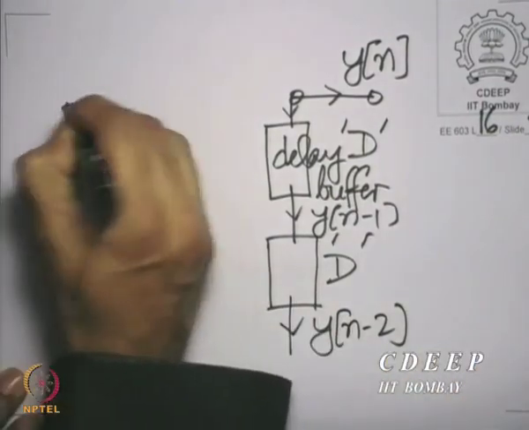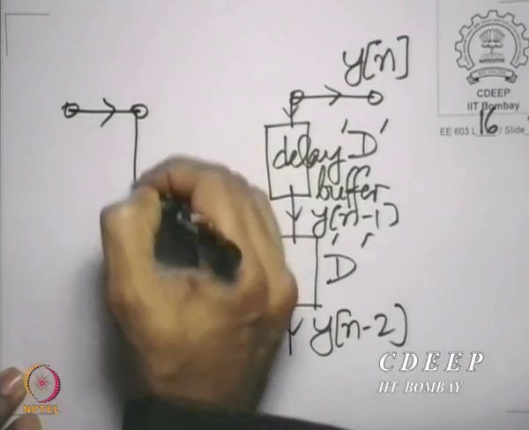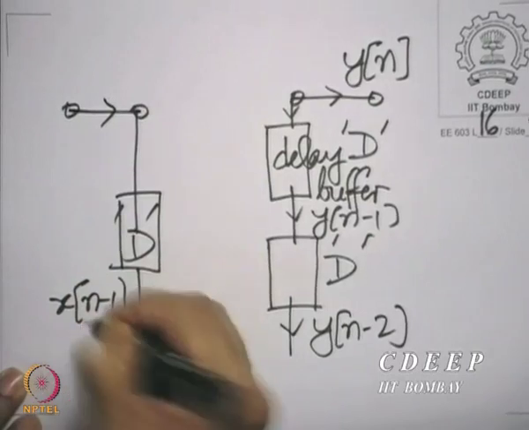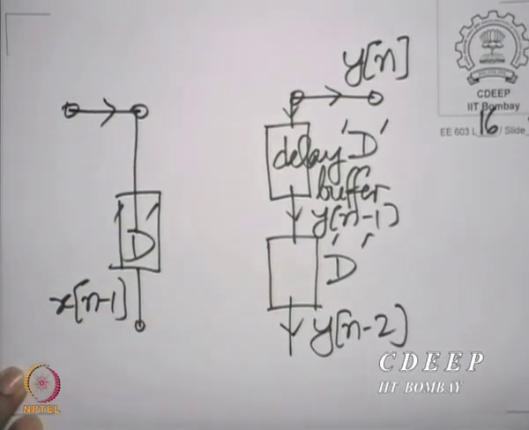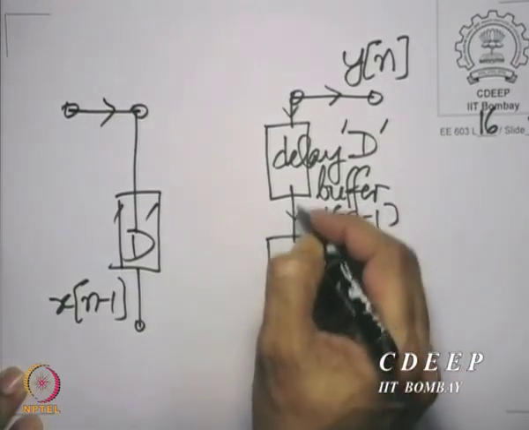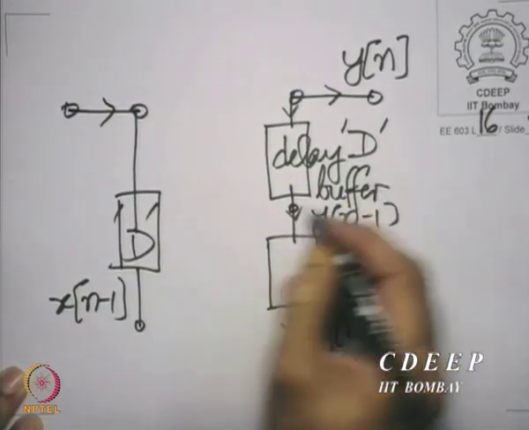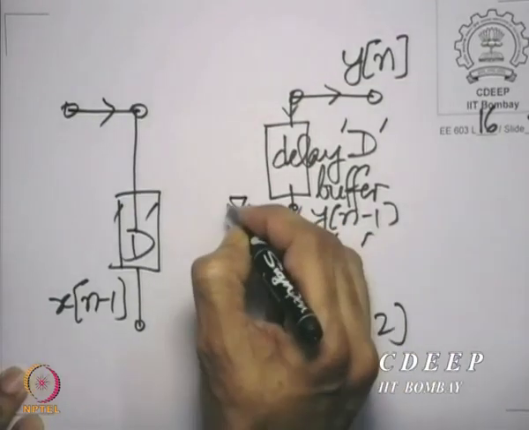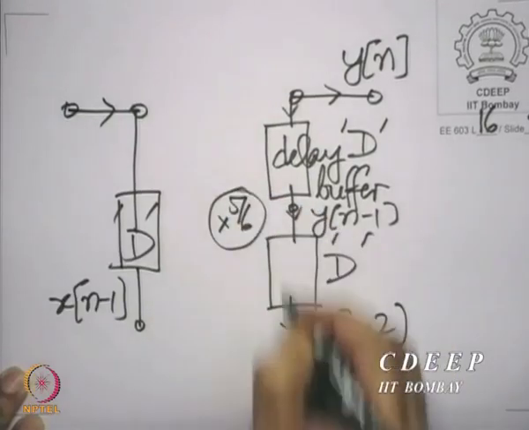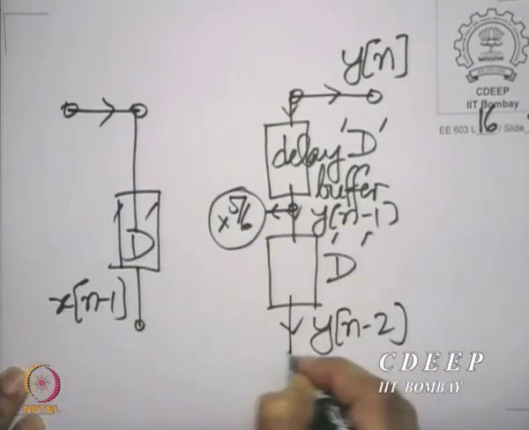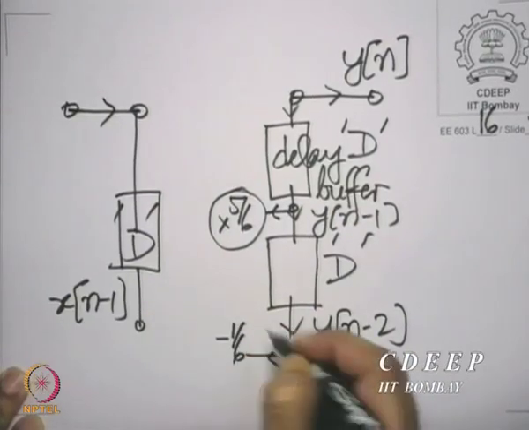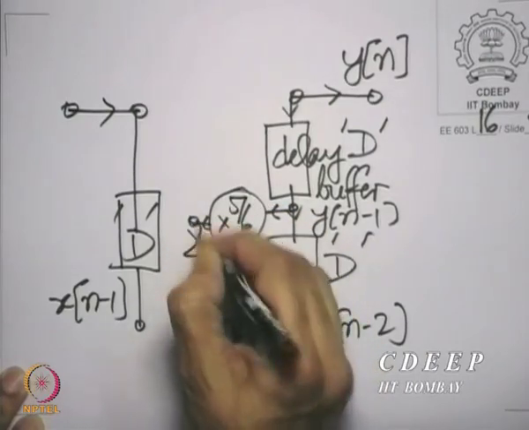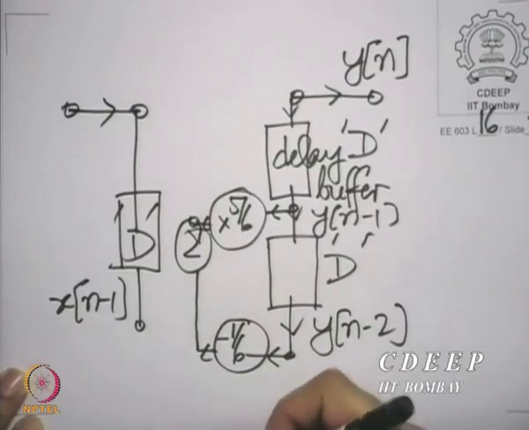And similarly, you could have a delay buffer operating on the input. And that would give us x[n-1]. Now, what does this equation tell me? This equation tells me that I have taken y[n-1], multiplied it by 5/6. I have taken y[n-2] and multiplied it by -1/6. I have added these two. I will show addition by a summation here. I have added these two.